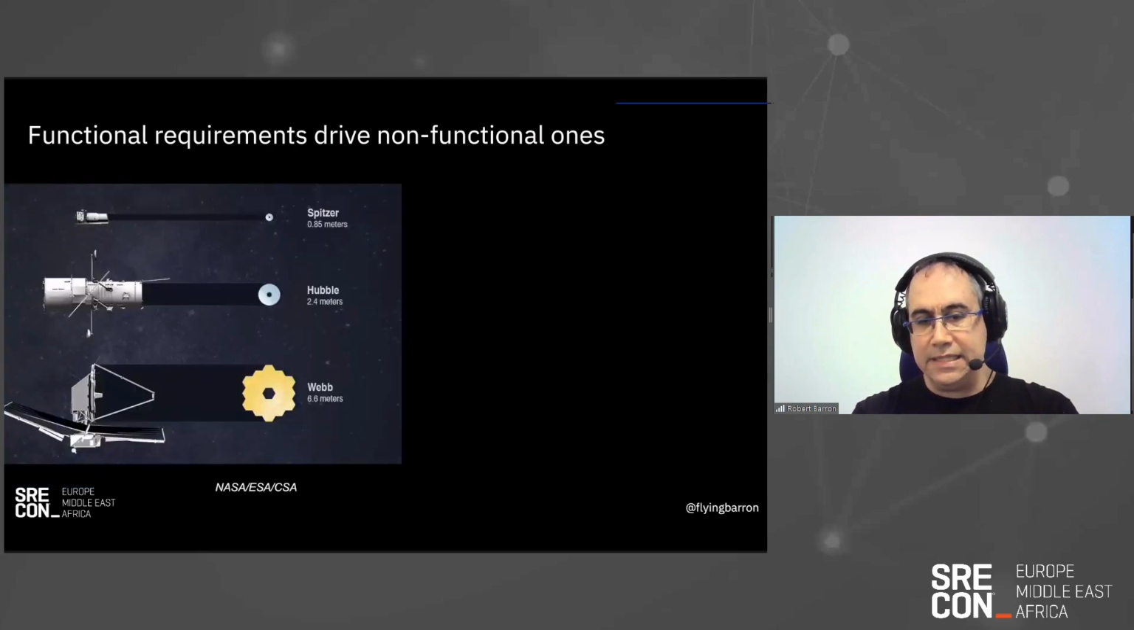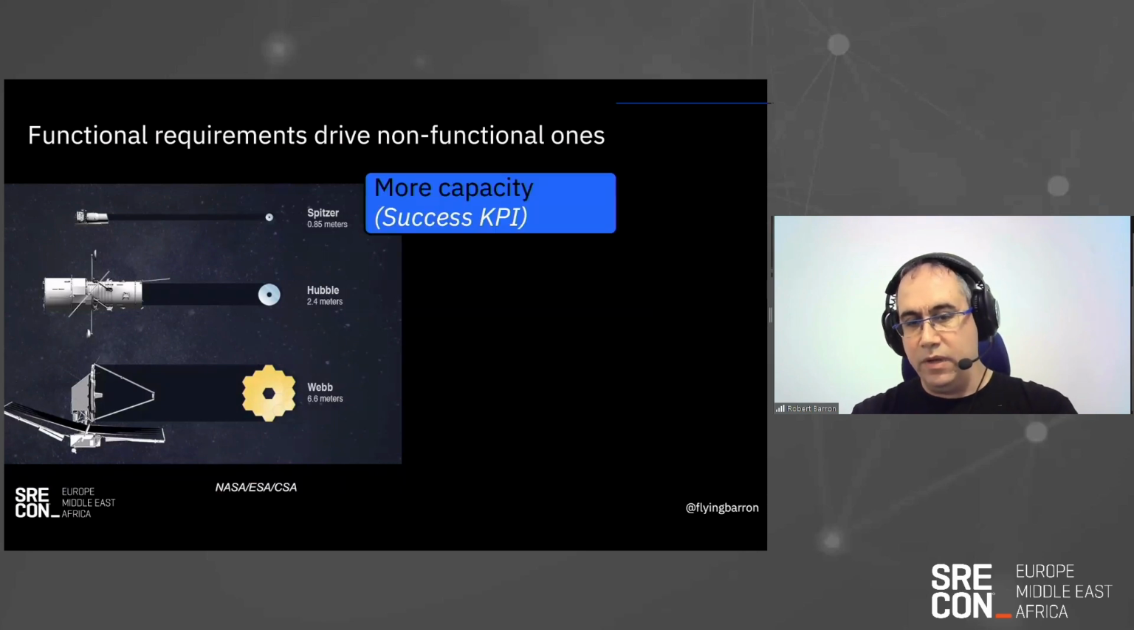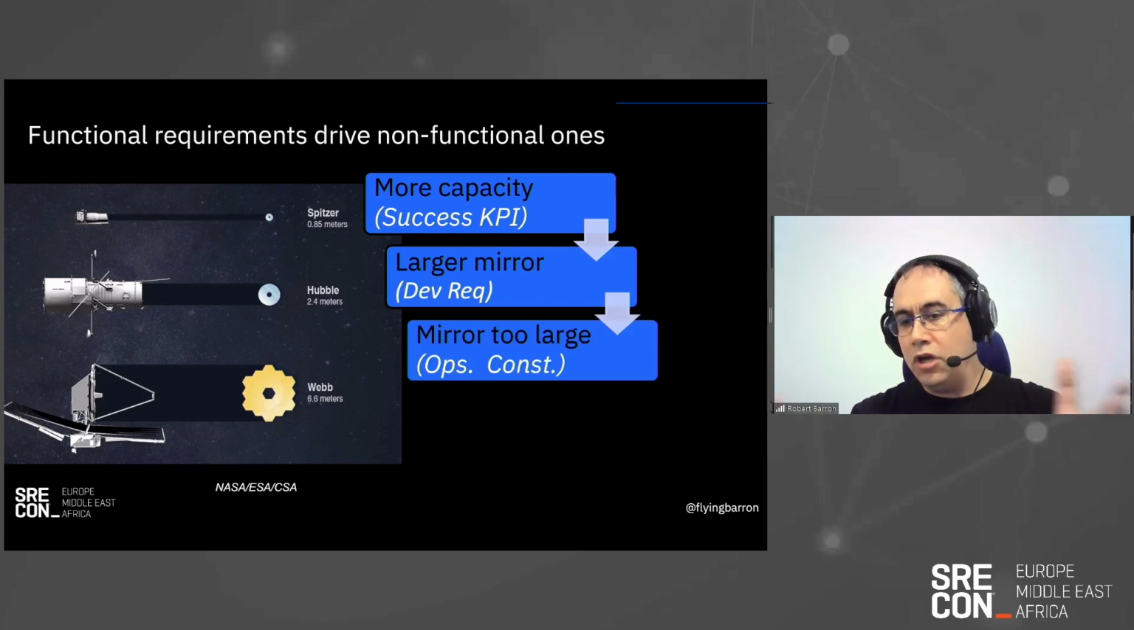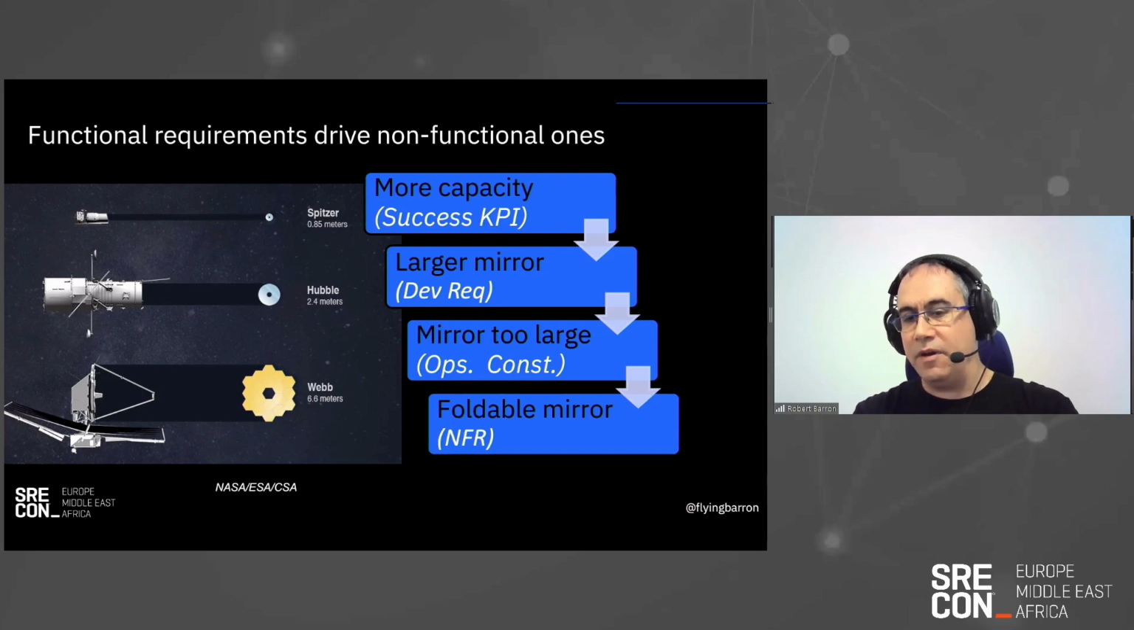Another thing is the capacity of Webb. We want to be larger than Hubble and have more capacity to collect light in the same way that whatever business product that we create has its own KPIs of driving more business and so on. So this means we have to have a physically larger mirror. But the mirror is going to be too large to be launched in a single rocket, no matter how large the rocket is. That's our operational constraint, which means that we have to develop a foldable mirror.